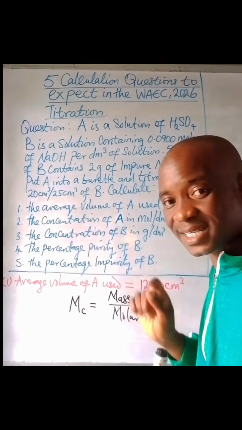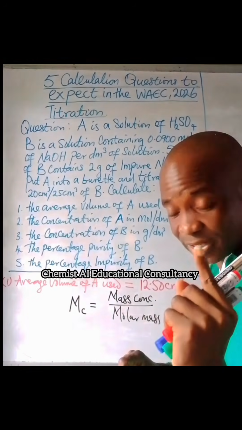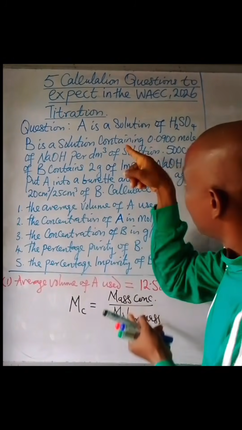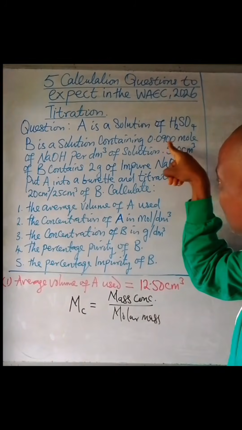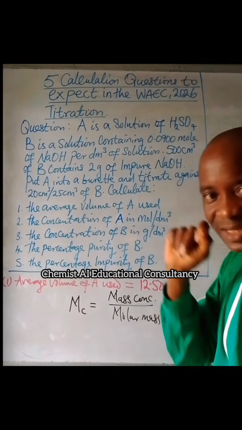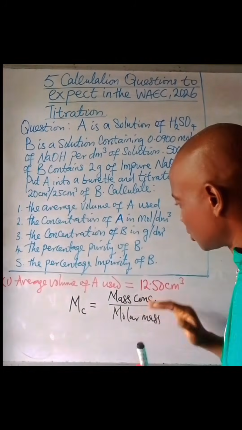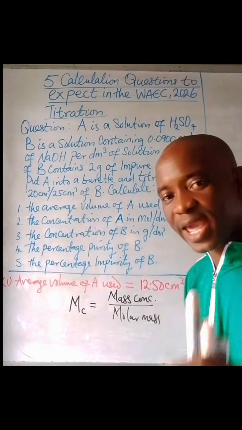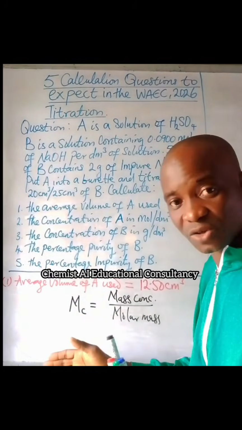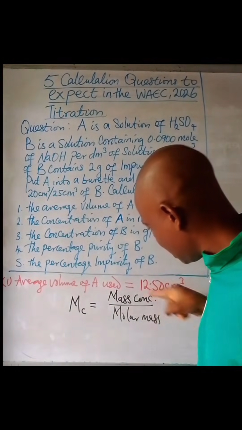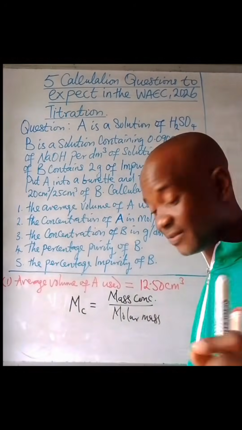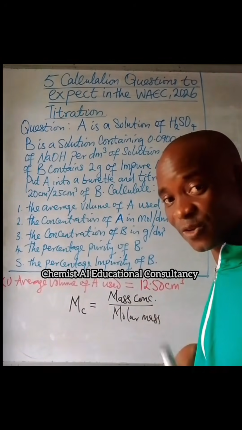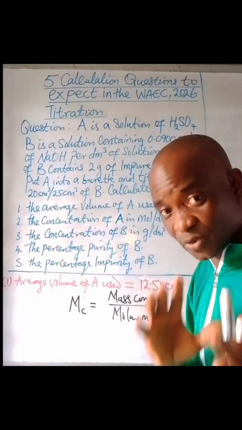You are going to use CAVA because of one reason. The concentration of the other one, base, was given to be 0.0900 mole per dm cube, right? So that is why you don't use this. Where the concentration of the base was not given, you must use this formula. And in fact, the mass concentration of the acid must have been given. I hope you understand this point.